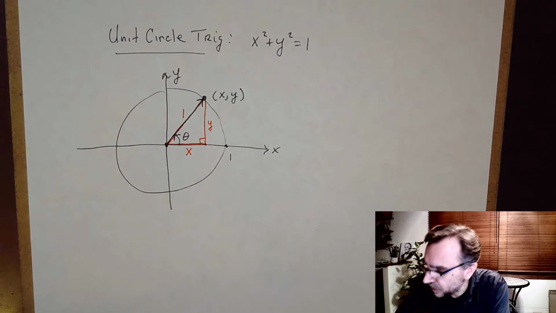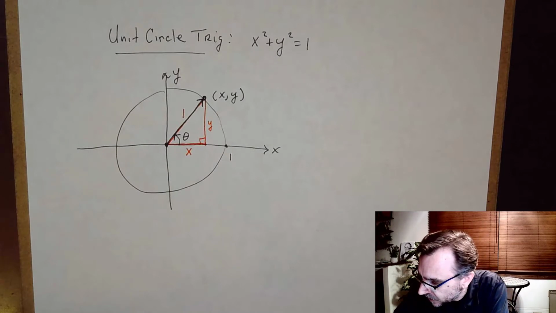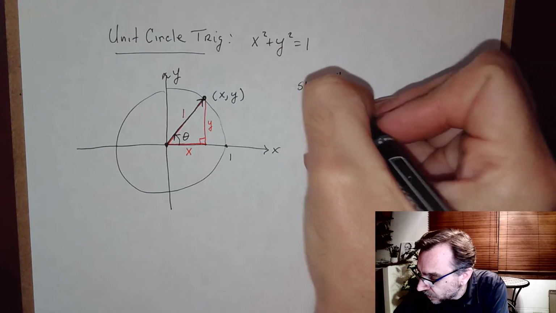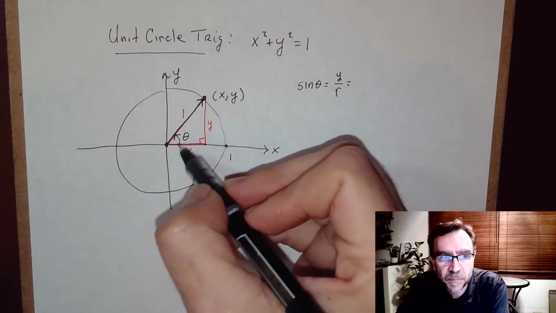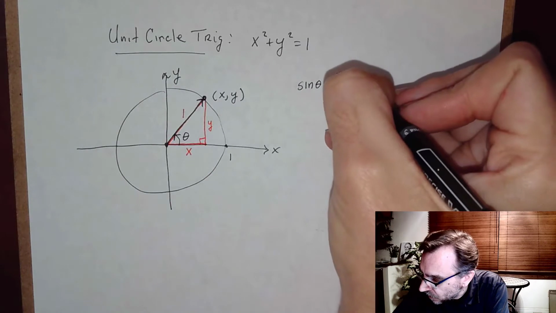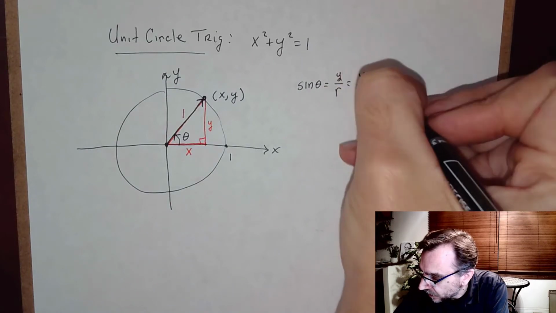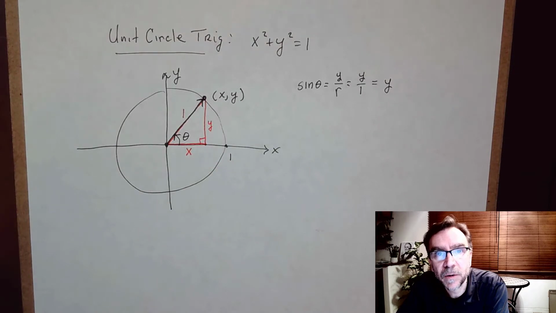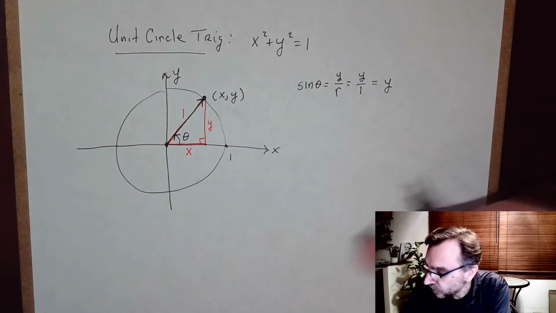All right, so if we look at those trig ratios, let's first look at sine. Sine, remember, is defined to be y over r. But in this case, r is 1. And when r is 1, things get simplified greatly. Sine of theta is simply equal to the y-coordinate. And so that's kind of neat.